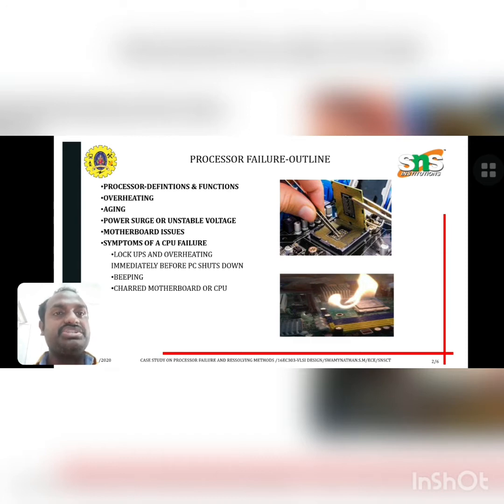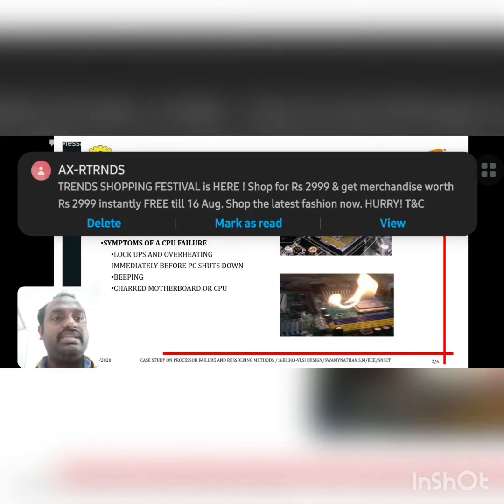So what are the functions? A processor performs arithmetical, logical, input or output and other basic instructions that are passed from an operating system, that is OS. Most other processors are dependent on the operations of the processor. Normally the processor is termed as a CPU or microprocessor. So what are the processor failures that occur?